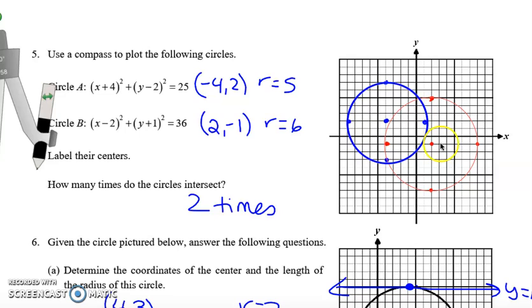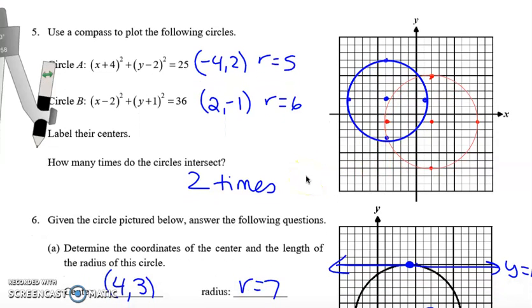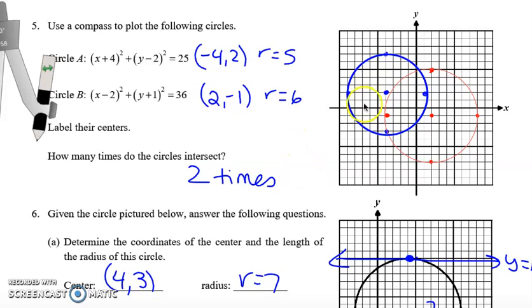My radius is 6, so I go 6 to the right, 6 up, draw a dot, 6 to the left, draw a dot, 6 down, draw a dot, and then either using a compass or just drawing the best circle that you can, I do that. I label my centers, so I should have labeled these center A and this B.